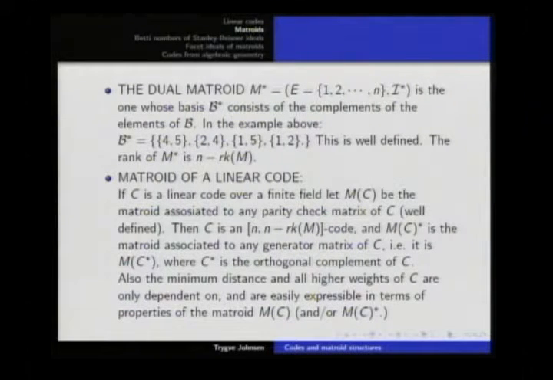And then the dual of this matroid, in the sense that we had up there, will actually be the matroid of the dual code, which is the orthogonal complement, and which then corresponds to the generator matrix. So these two kinds of duality match, so to speak. And it turns out that the minimum distance and all higher weights, all the code parameters that we've seen, only depend on properties of the matroid.